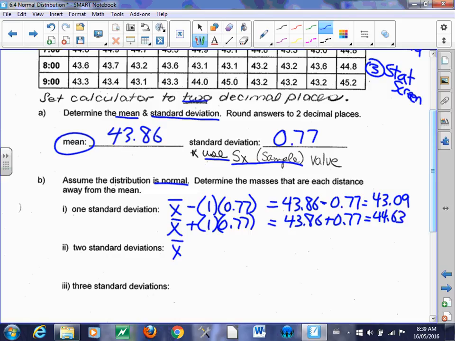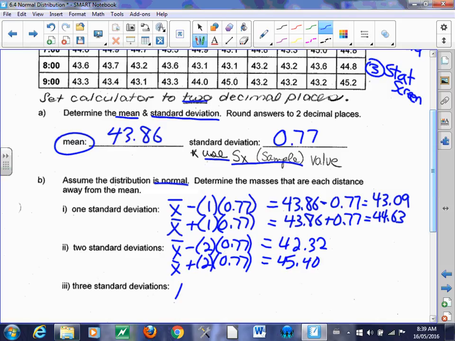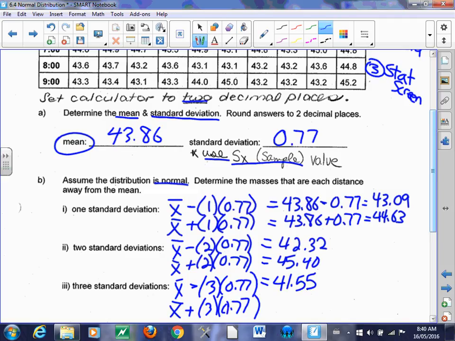And then you do the same patterning, but instead of 1 standard deviation, you're now using 2. Okay, so you got your lower limit and your upper limit. And last one, we do the 3rd standard deviation. So lower limit for the 3rd standard deviation is 41.55. Upper limit is 46.17. All right. Now you're going to say, great, Miss R, that's awesome, but how does that make sense?